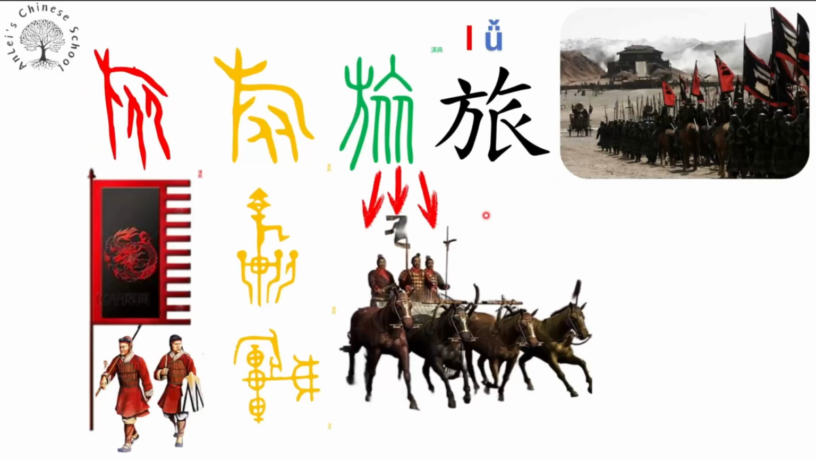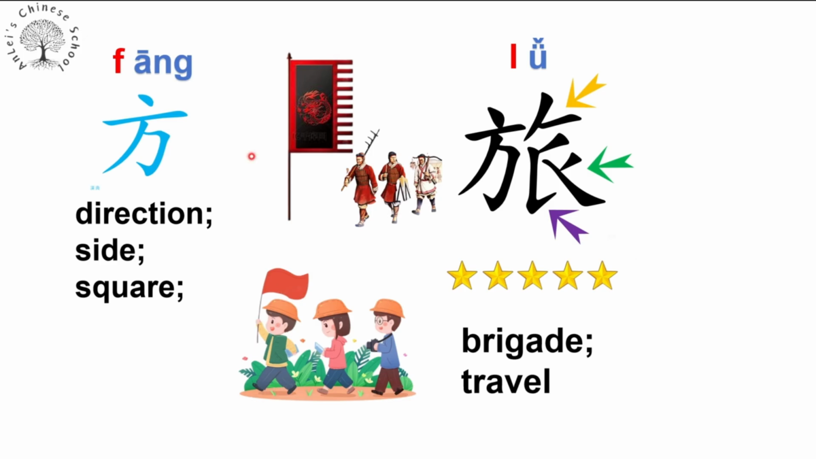This character is 旅. In oracle bone inscription and bronze inscription, it has 2 people under the flag. Another writing of a bronze inscription is 3 people under the flag. Another one is like a chariot. In small script, the left side is a flag, on the right side 3 people. The radical on the left side is 方. That means a direction, side, square. This character is left side flag, on right side 3 people.